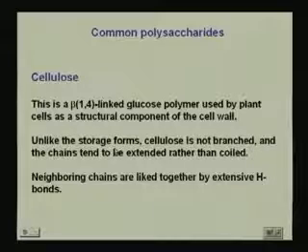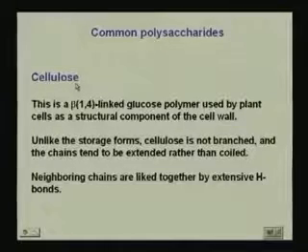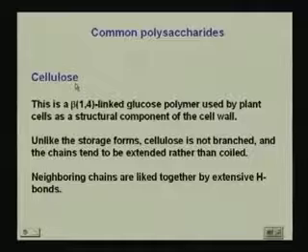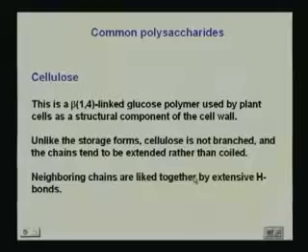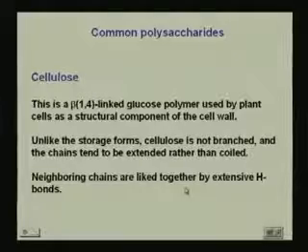Unlike the storage forms which I was mentioning, cellulose is not branched, because it would not be useful to have something fibrous that is going to be a structural polysaccharide to be compact. It should be fibrous. So, if it is fibrous, it has to be a long chain. It cannot form a unit. Then the neighboring chains are linked together by hydrogen bonds.